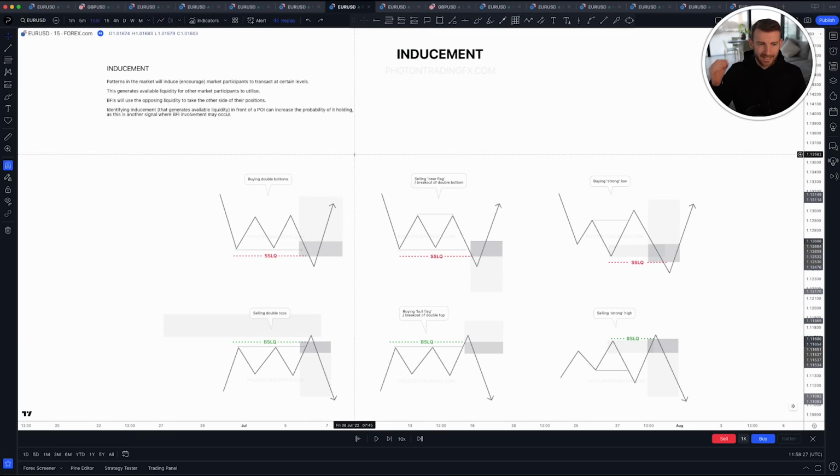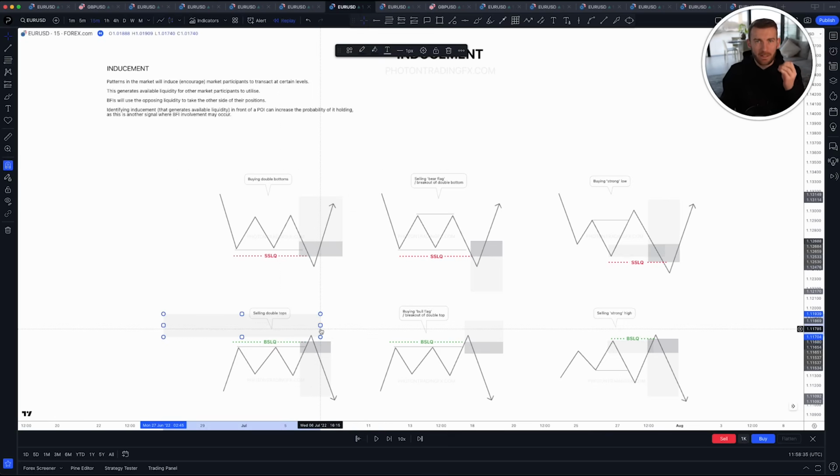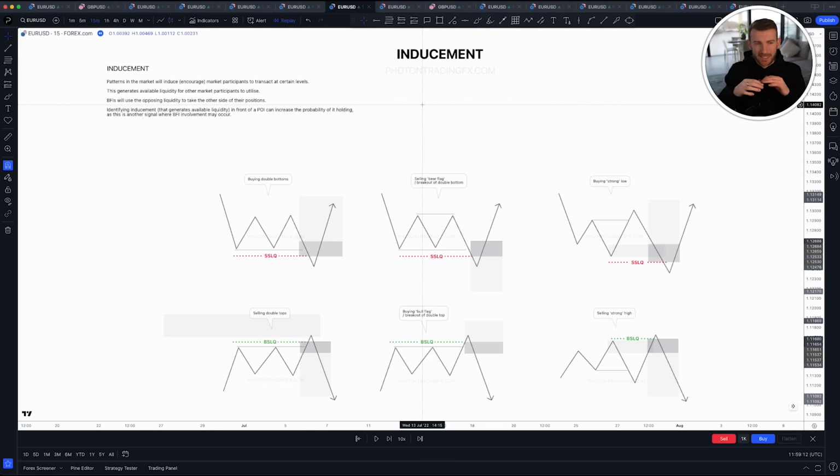So the key here is identifying inducement that generates the available liquidity for institutions to use in front of a POI, right? Can increase the probability of it holding and for price playing out in that direction that you're anticipating. So this is a powerful concept when you understand it, but on its own, it's pretty useless. Like anything in trading, you need to combine it with all of your other confluents to build a portfolio of evidence to take a high probability trade.